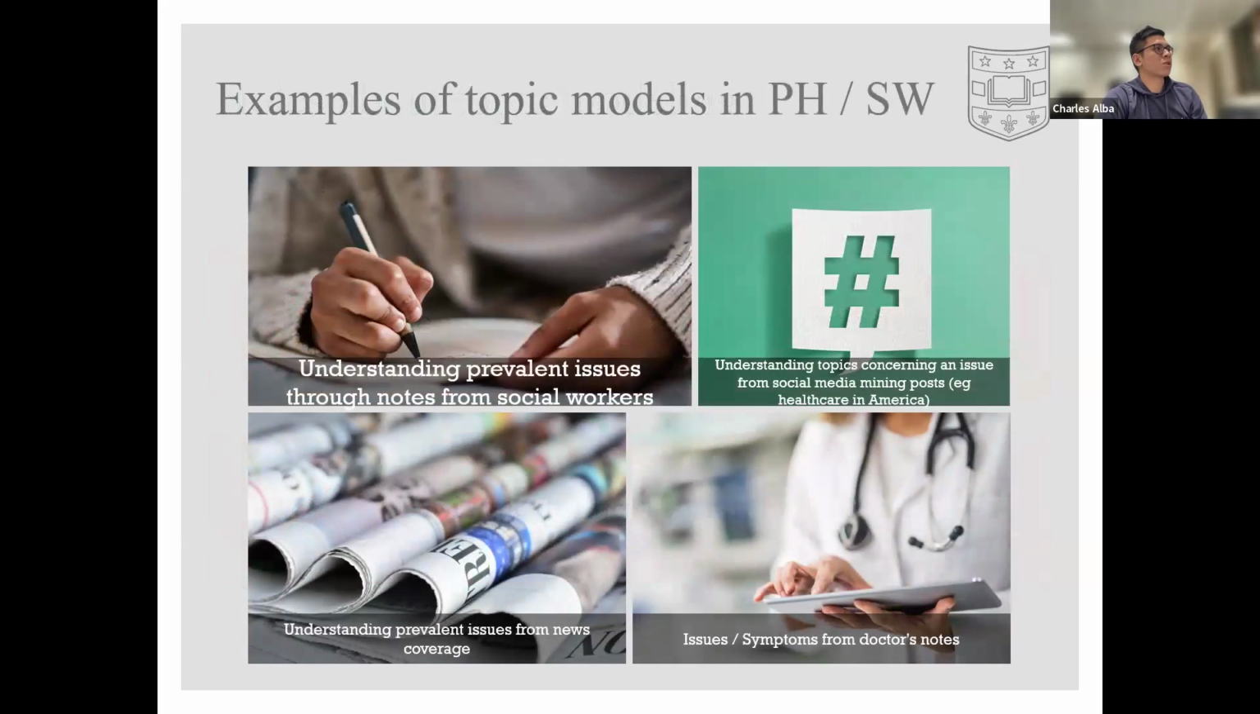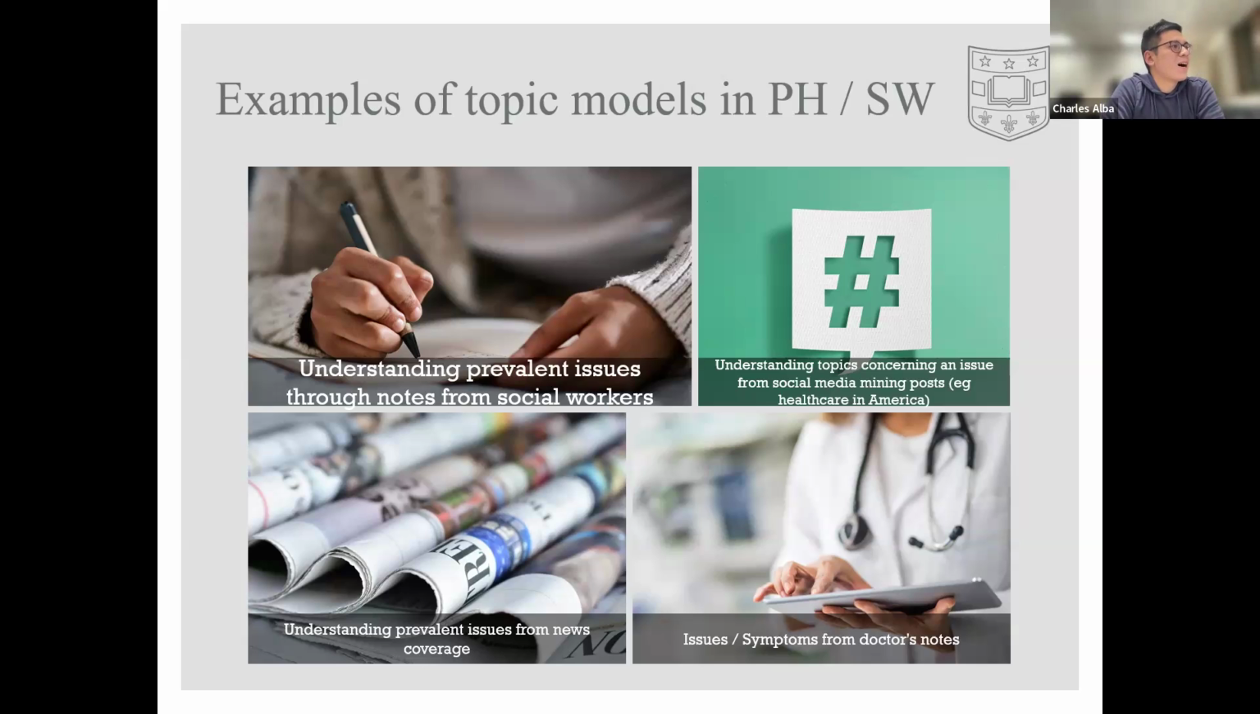So, examples of some topic models in public health and social work. I got this as the first one as recently as yesterday, when one social work PhD student asked me, I have a bunch of notes, I just need to know what the main topics are. Can you tell me what to do? And my answer is topic modeling. And trust me, people have asked me this at least 5 times in the PhD suites. So hopefully I don't get that again.